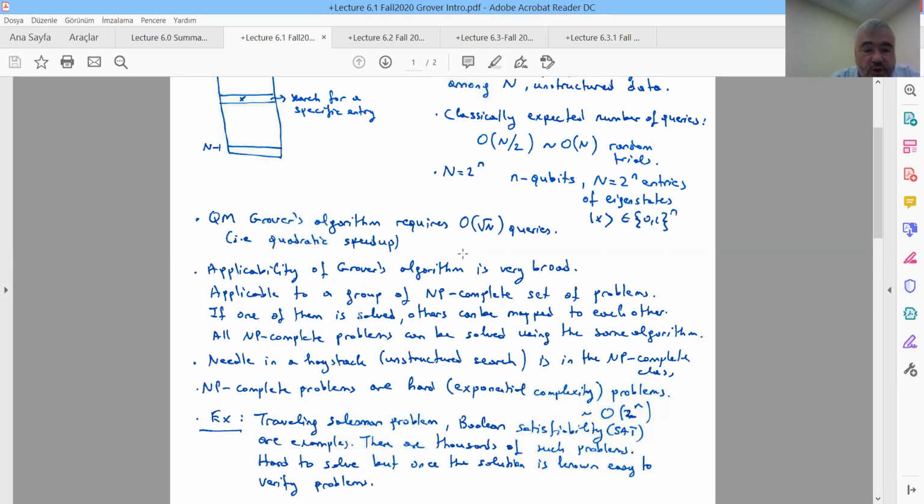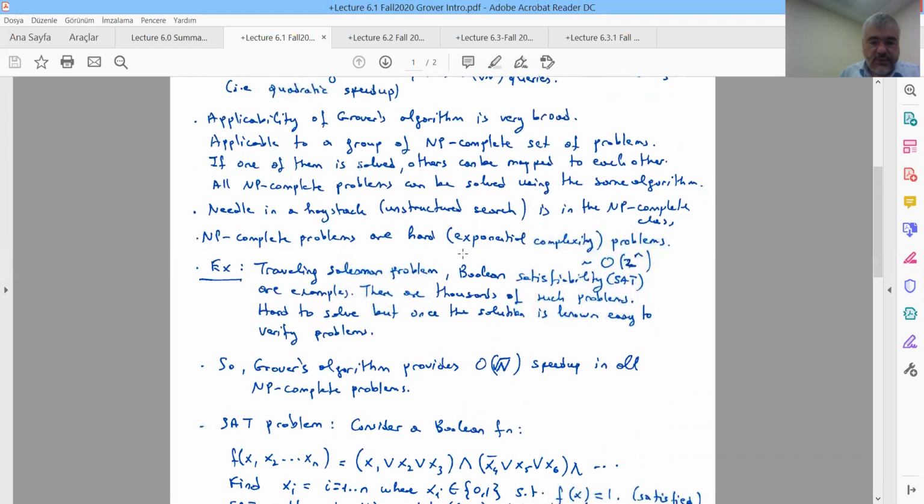So the generality of Grover's algorithm is due to the fact that it can achieve a speedup in this needle in a haystack problem. At the same time, since the needle in a haystack problem is an NP-complete problem, you can use this same algorithm with a quadratic speedup on the other NP-complete class problems as well. As I said, there are thousands of such problems. They are exponentially difficult to solve, but once the solution is known, it's easy to verify. So these kinds of problems.